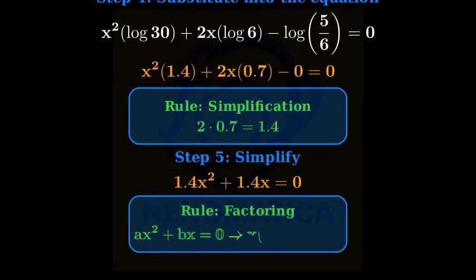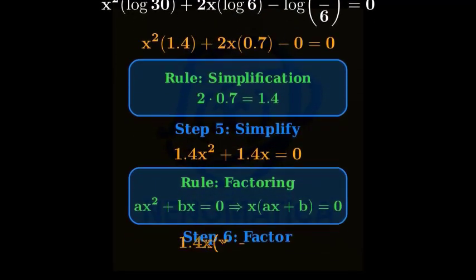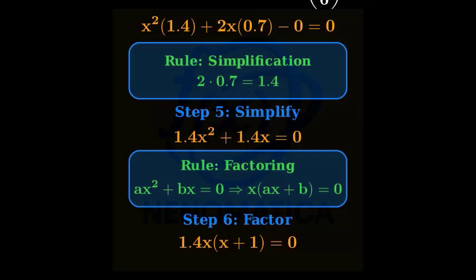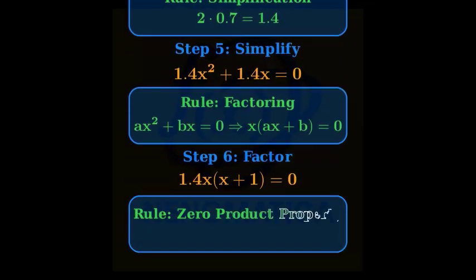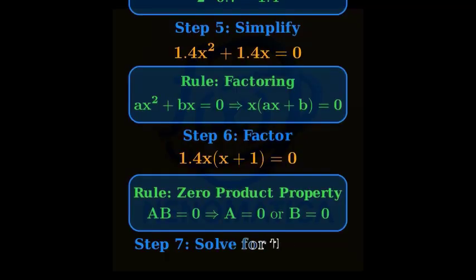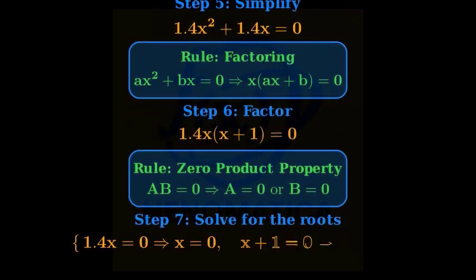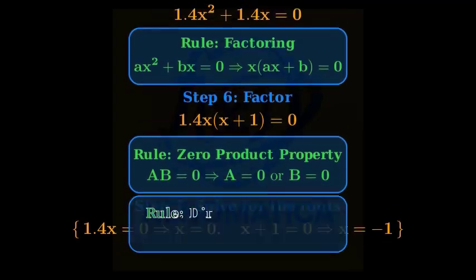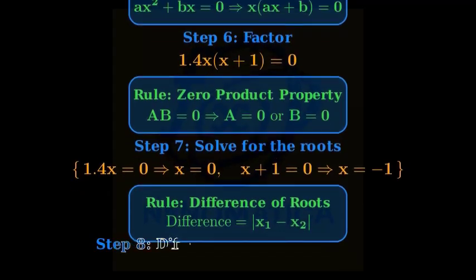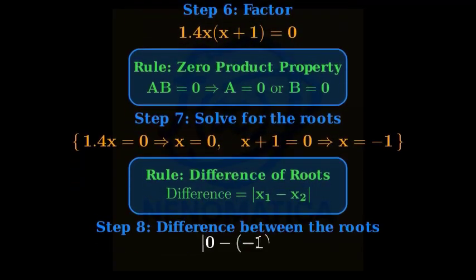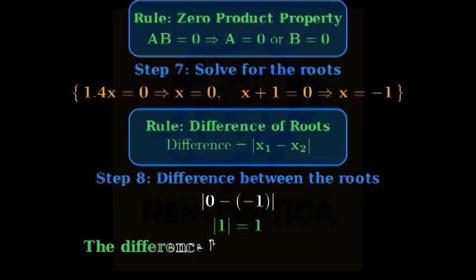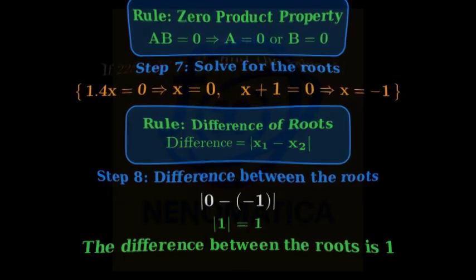Step 6. Factor out the common term. 1.4x times x plus 1 equals 0. Step 7. Apply the zero product property. Either 1.4x equals 0, giving x equals 0, or x plus 1 equals 0, giving x equals negative 1. Step 8. Compute the difference between the roots. The absolute value of 0 minus negative 1 is 1, so the difference between the roots equals 1.